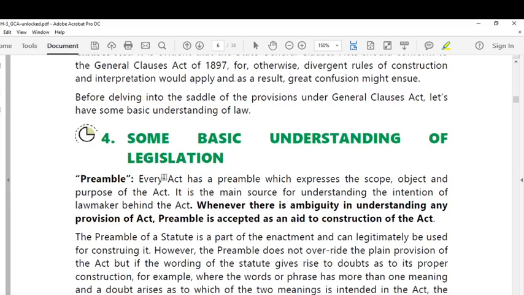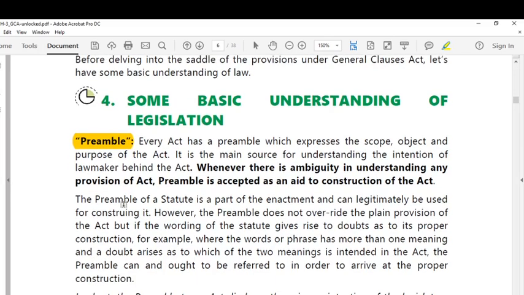So we will have a look at a preamble. Every act has a preamble. Preamble means foreword.